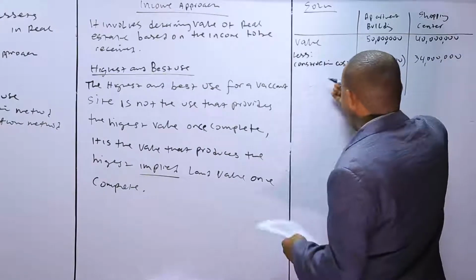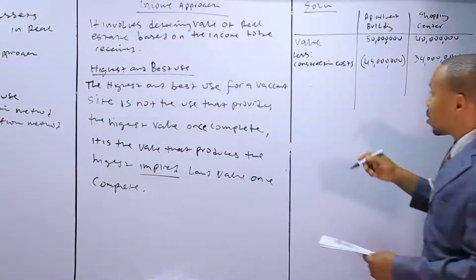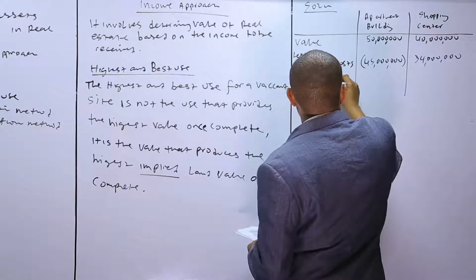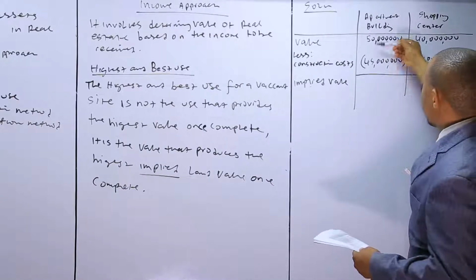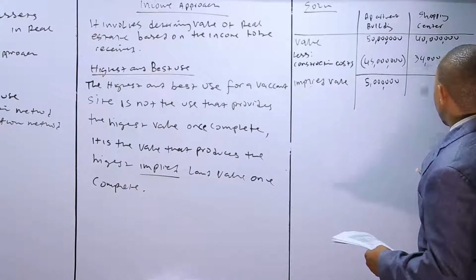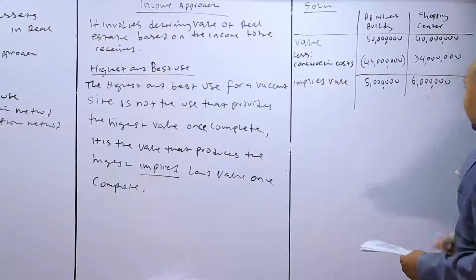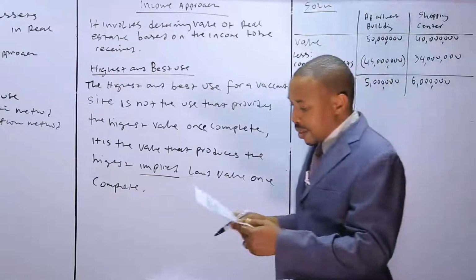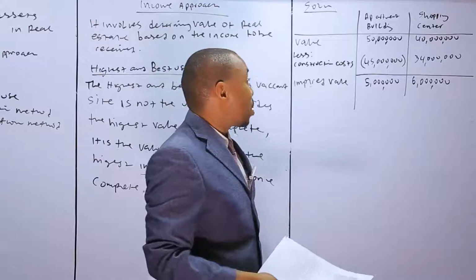Now we get the implied land value by just subtracting the construction costs from the value of the building. So implied value, you can put a small line like that. Then you can see 50 minus 45, we have 5 million. There, 40 minus 34, you have 6 million. So it is clear that the one that produces the highest implied land value is the shopping center. So it's better to construct the shopping center.